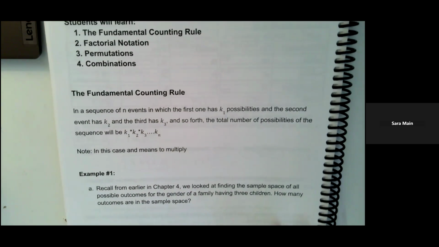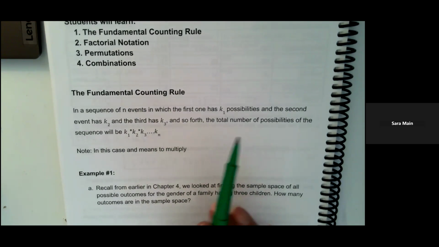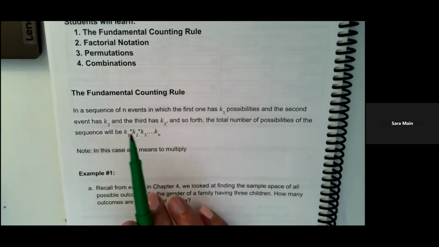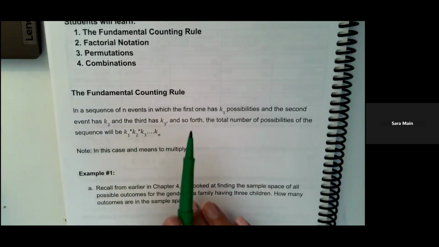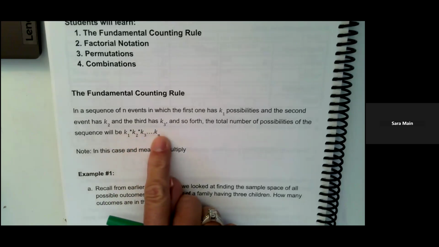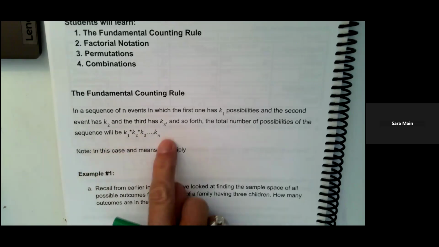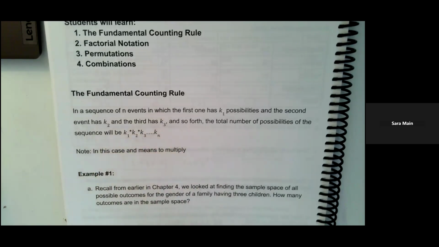So the fundamental rule of counting is in a sequence of n events in which the first one has k1 possibilities, and the second event has k2 possibilities, and the third has k3 possibilities, and so forth. We can then just multiply those possibilities together. And we talked about that in the last lesson. I did an example where I kind of extended to this.